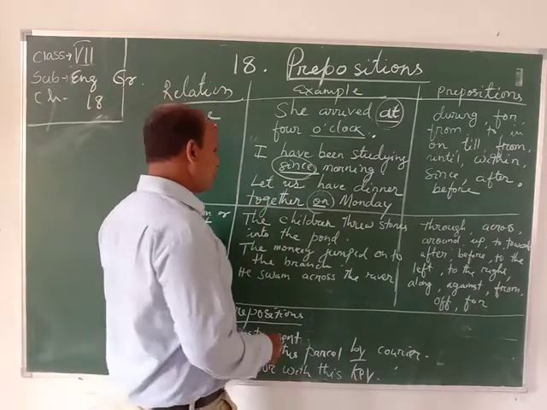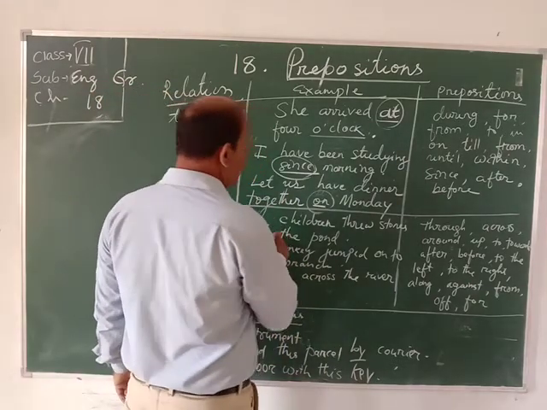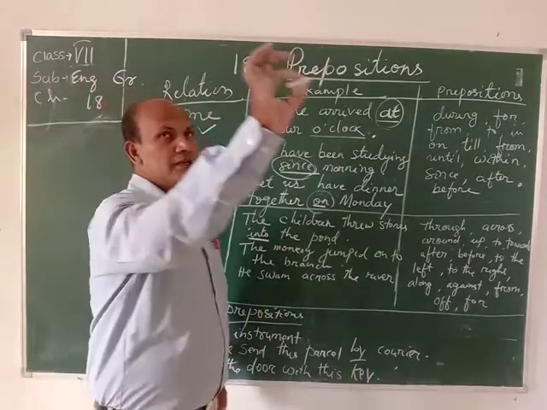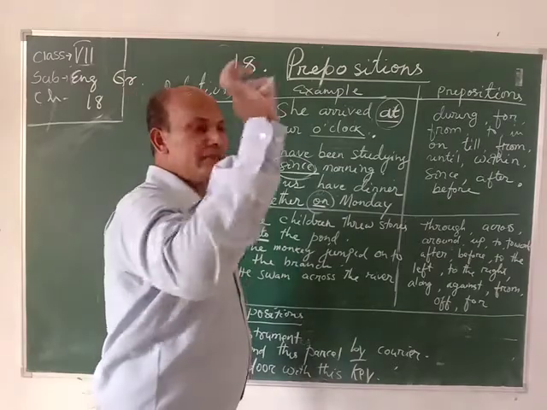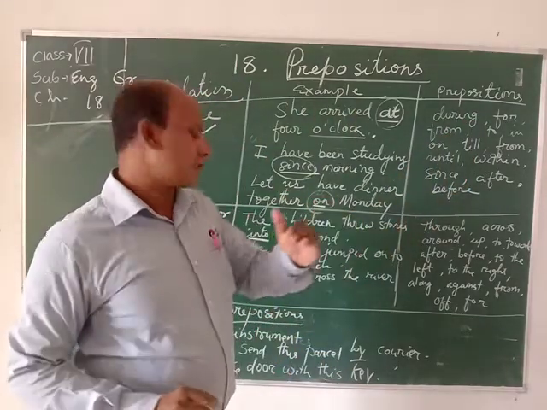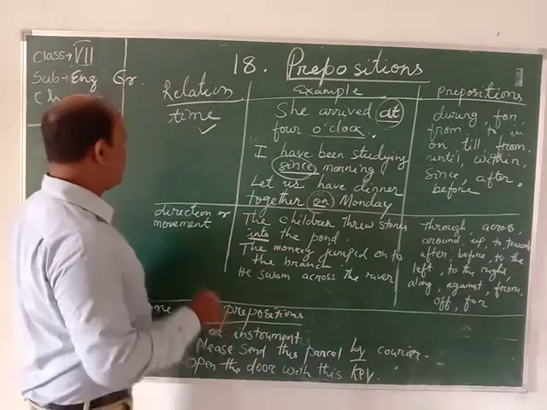The children threw stone into the pond. Bachche talab mein patthar fekke. Patthar fekke means that is a motion. Patthar jaake gira. That shows motion, movement.